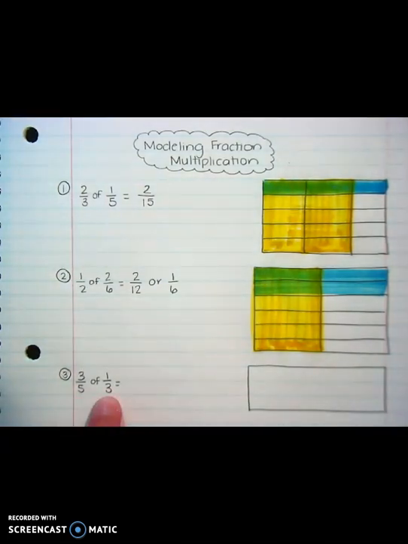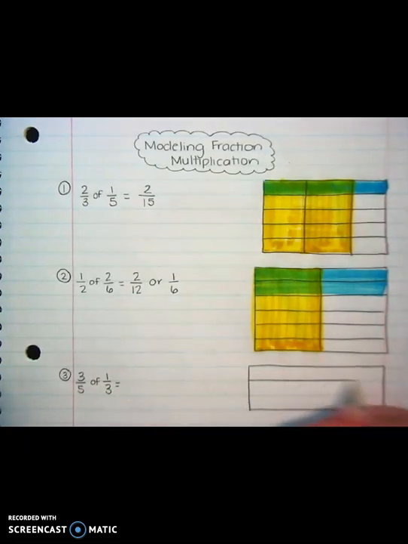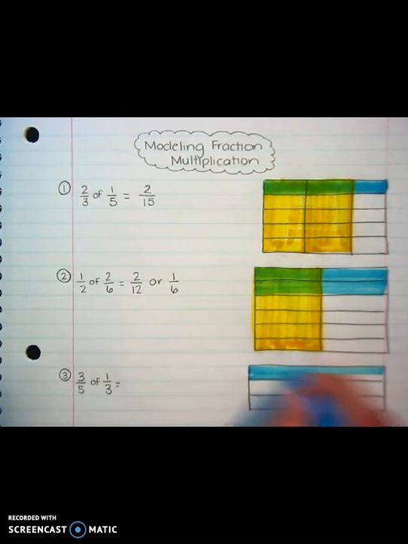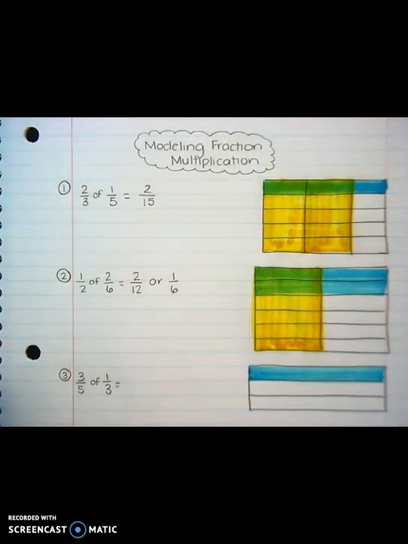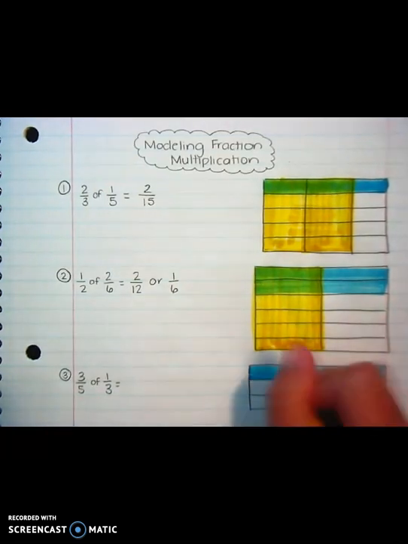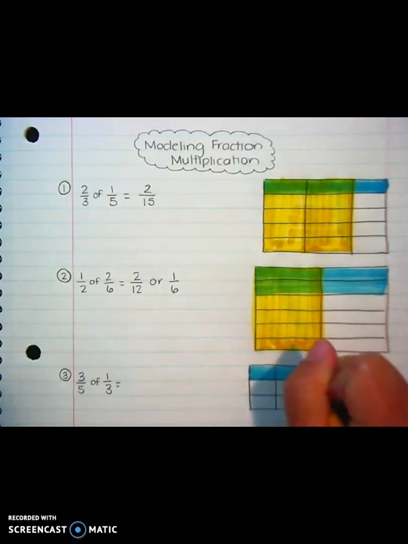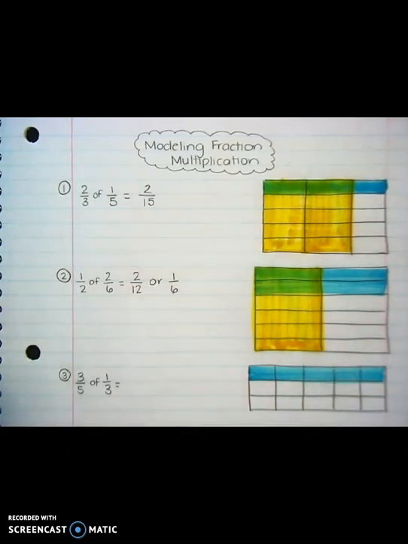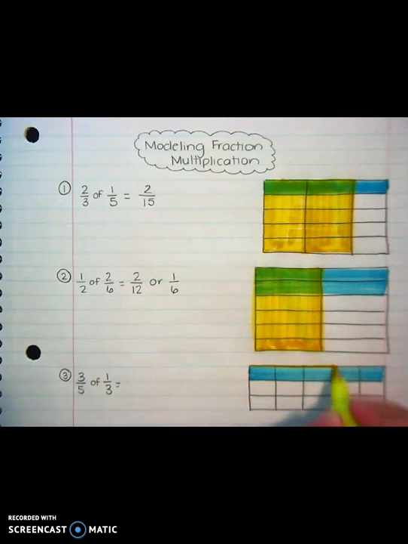Let's take a look at one more together. So now I have 3/5 of 1/3. So again, I need to start by modeling 1/3. So I'll split my array into 3 equal size sections, and I'll shade in one of those sections to represent 1/3, or the amount that I'm starting with. Now I need to find 3/5 of that blue strip. So to do that, I'll split this into fifths, or 5 equal sized columns. And I'll shade in 3 of them. I'll go over 3, shade all these pieces in.